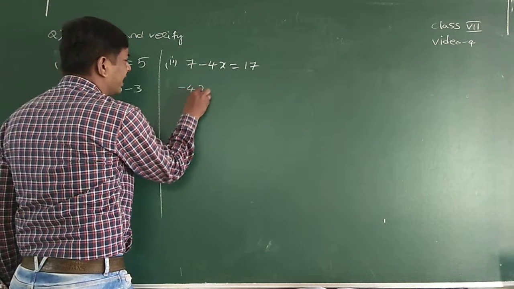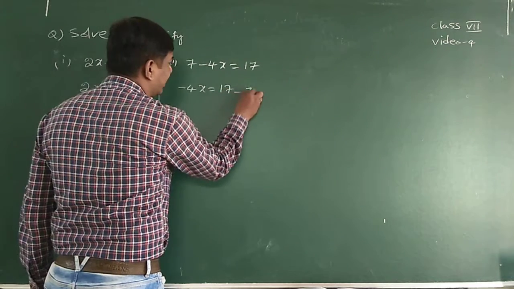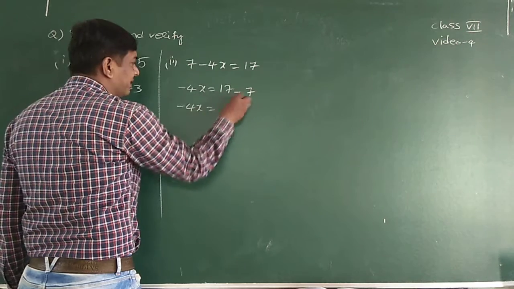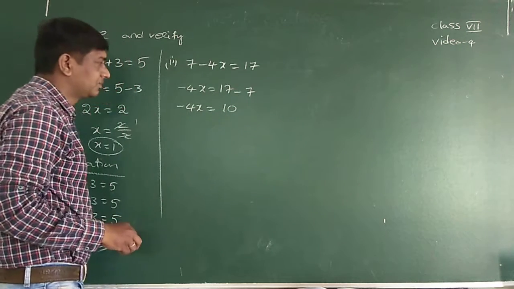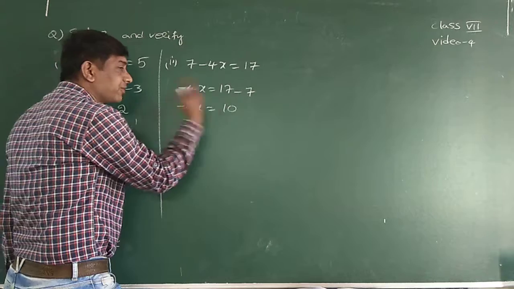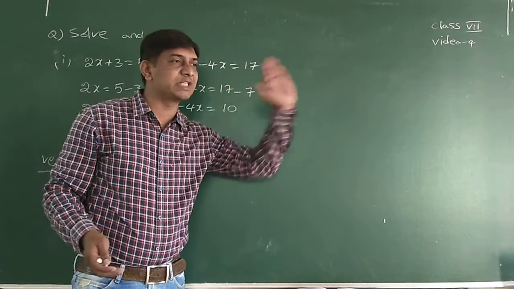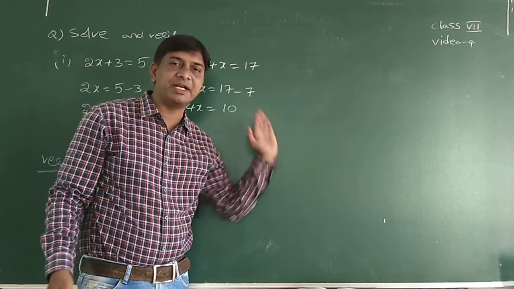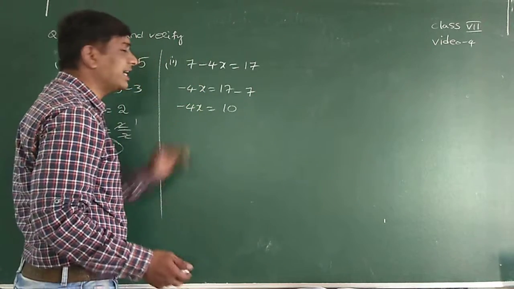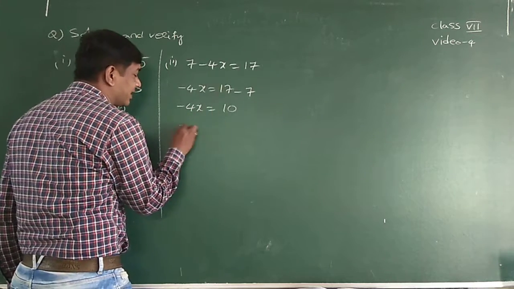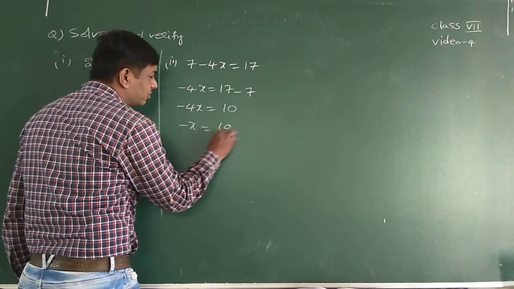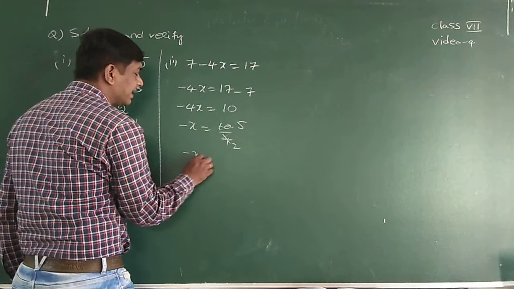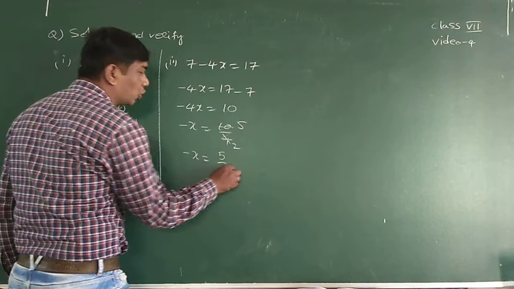So minus 4x is equal to 17 minus 7. Now minus 4x is equal to 17 minus 7, which is 10. Now transpose 4. Yesterday I said plus when you transpose becomes minus, minus becomes plus, multiplication becomes division, division becomes multiplication. So here 4x means 4 into x, 4 goes to the other side as division, minus x is equal to 10 by 4, 2 2s are 2, 2 5s are 10, minus x is equal to 5 by 2.